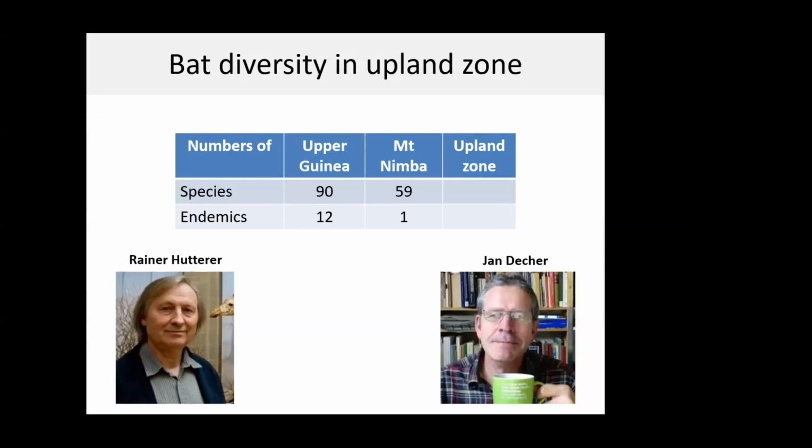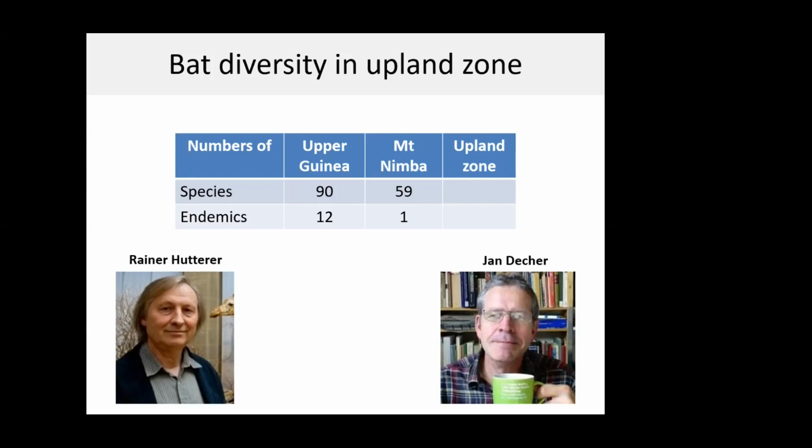So here's a table showing the number of bat species that occur in the Upper Guinea forest and the number that are endemic to that region. There are 90 species known for the Upper Guinea, of which 12 are endemic. If we look at any one of those upland areas, and I'm choosing Mount Nimba because it has the highest diversity, we will see that it doesn't really compare very favorably with the Upper Guinea in total. At Mount Nimba, there are no endemics at the other mountains, and there's only 59 or 60 species compared to 90 species in the Upper Guinea.